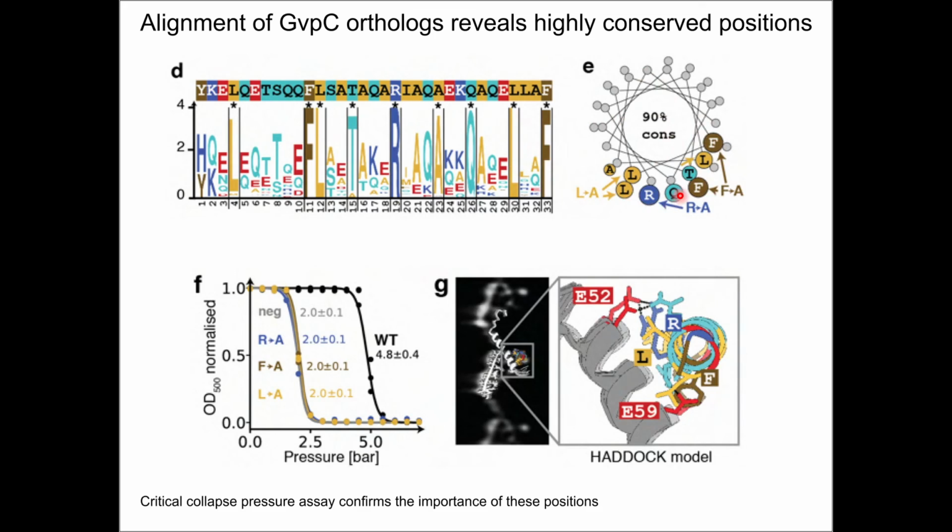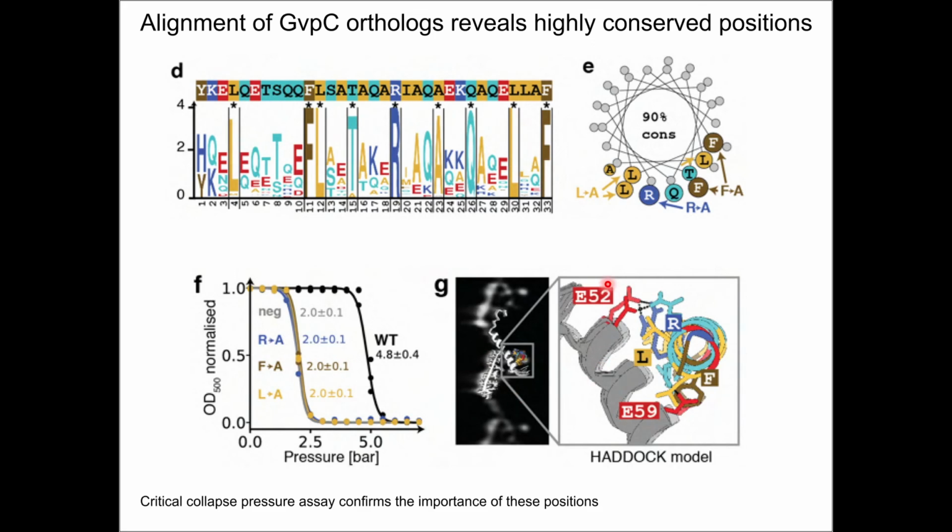So they made mutations of some of these and tested if it changed the critical collapse pressure. So they purified gas vesicles with some of these mutated GVPC proteins. The wild type GVPC protein gives a critical collapse pressure of 4.8 bars. The mutant helices are all equivalent to the negative control, which did not have GVPC, suggesting that these mutant GVPC proteins are not binding to the gas vesicle protein or not providing structural support in the same way.